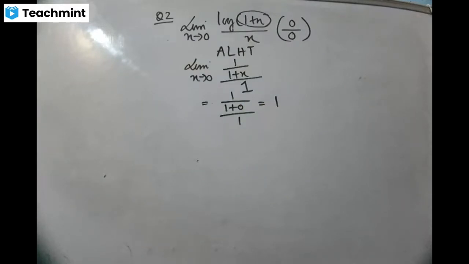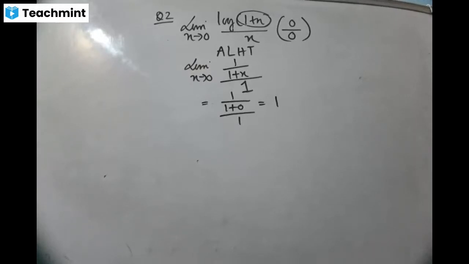Is that clear? Once again, those who joined late, especially for you all, what does L'Hospital's theorem mean? First, you have to check the form. You can apply L'Hospital only if it is 0 by 0 or infinity by infinity. The moment it's 0 by 0 or infinity by infinity, we apply L'Hospital's theorem. L'Hospital's theorem means you simply have to differentiate the numerator separately, and differentiate the denominator separately.